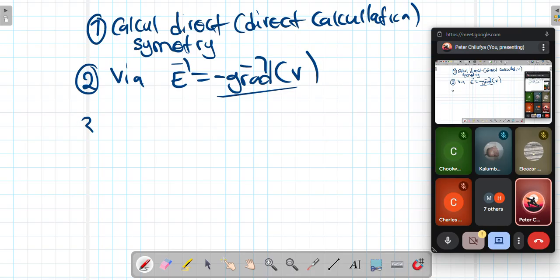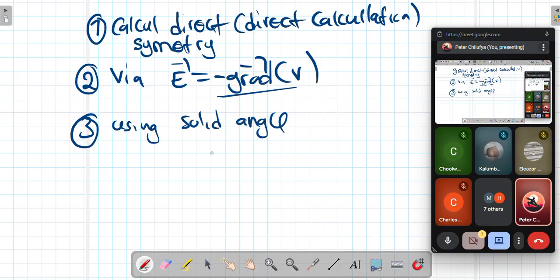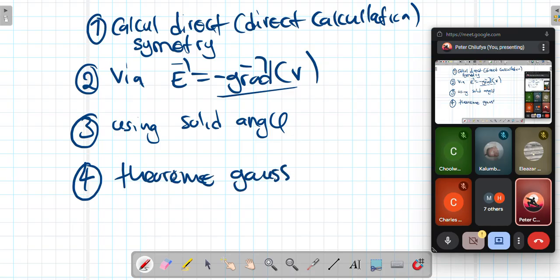And then there's another method that I use, the simplest to me but yet difficult for you who are still new to the system, which is using solid angle. Solid angle was a whole topic last time. Then we can also use the theorem of Gauss. We looked at the theorem of Gauss. I'll remind you again. Actually, I'm going to start with the theorem of Gauss, and then I'm going to use direct calculation.